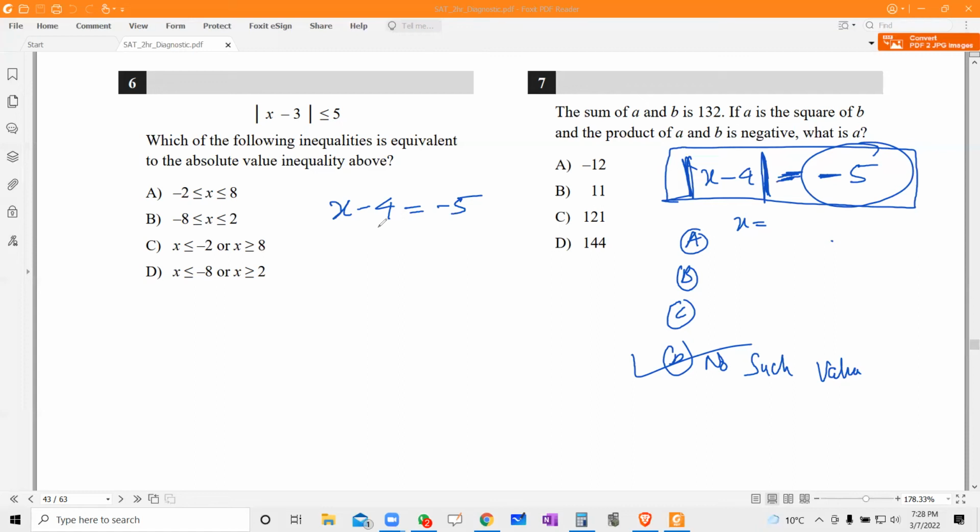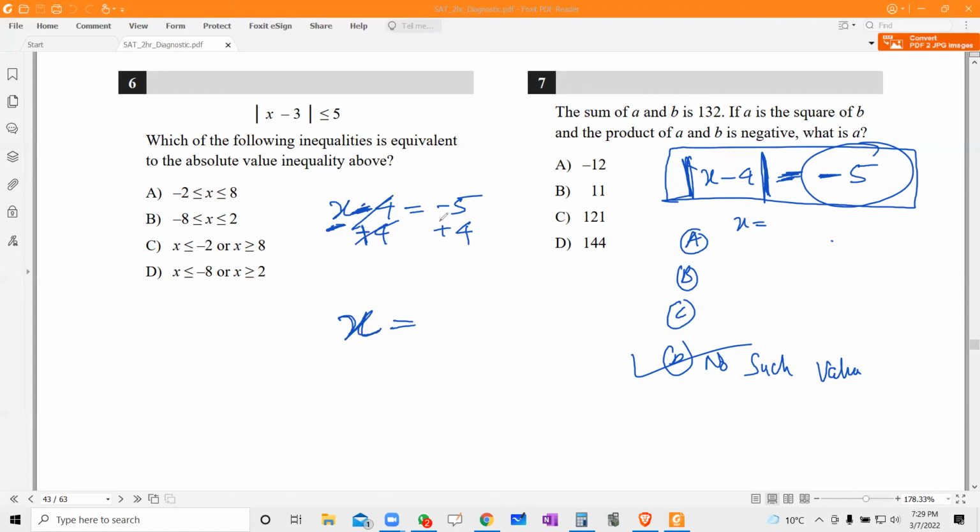Whatever the things you are having in addition or subtraction with x, try to eliminate that. If you're having -4 here, it is an enemy. So you have to do the opposite of it. You have to add 4 to both sides, so that this -4 and +4 will cancel out, and you'll be having only x on one of the sides.